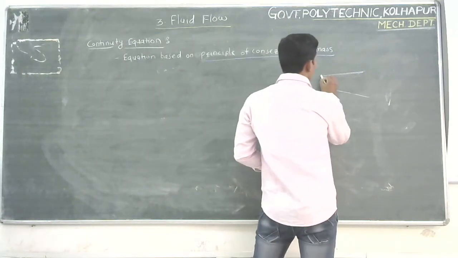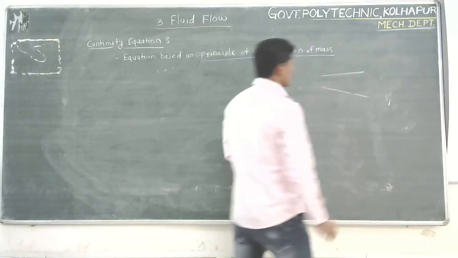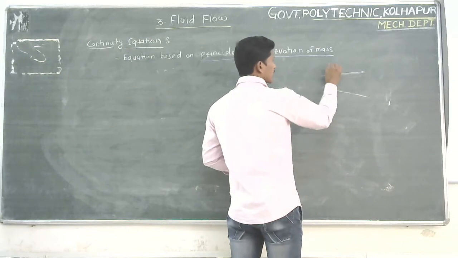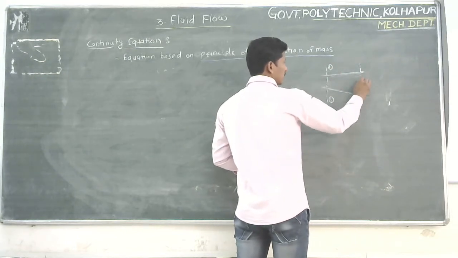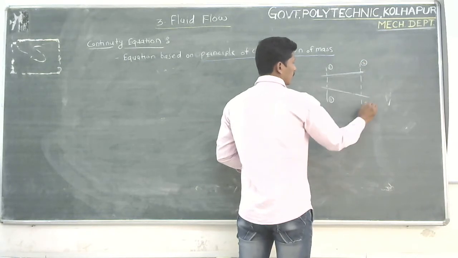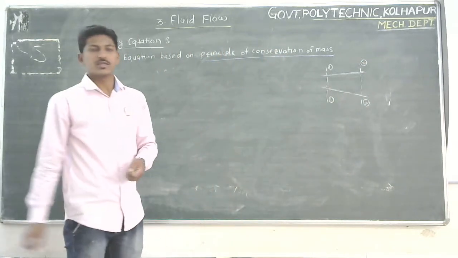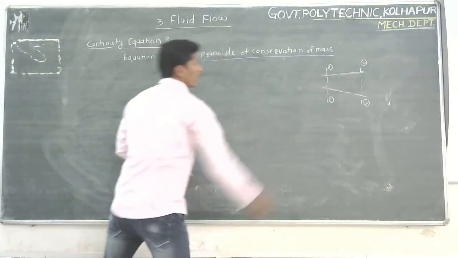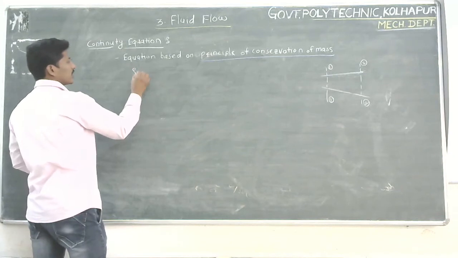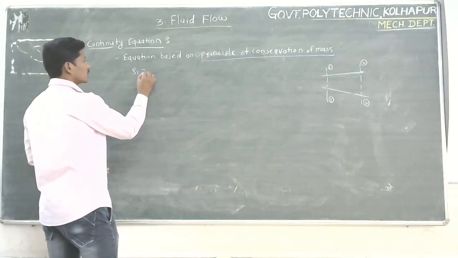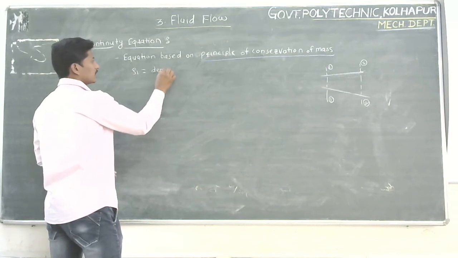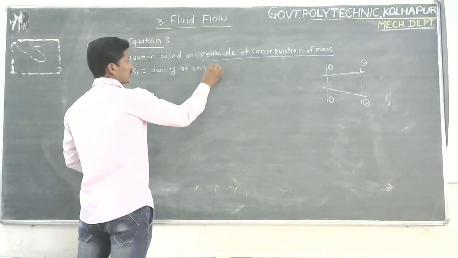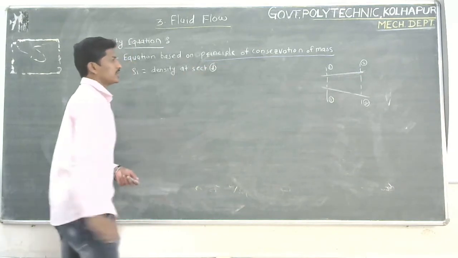Now we will take that example, right? If you have considered one channel, we will take two sections here. This is section 1 and this is section 2. Now we will consider some properties at section 1. The first is the density. So rho 1 will be the density at section 1.